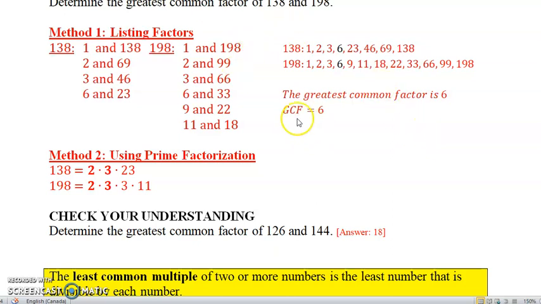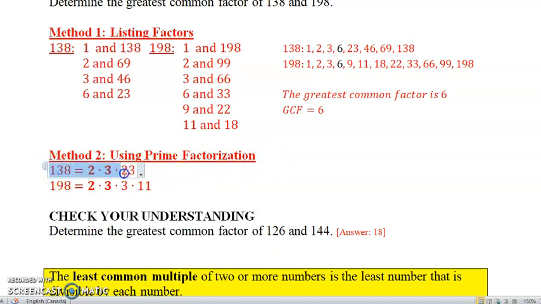Hello everybody, welcome back. Today I want to look at the second method for using prime factorization to find the GCF. So in the first method we looked at listing factors. Now this is okay when the numbers aren't too large, but another method we can use is prime factorization.